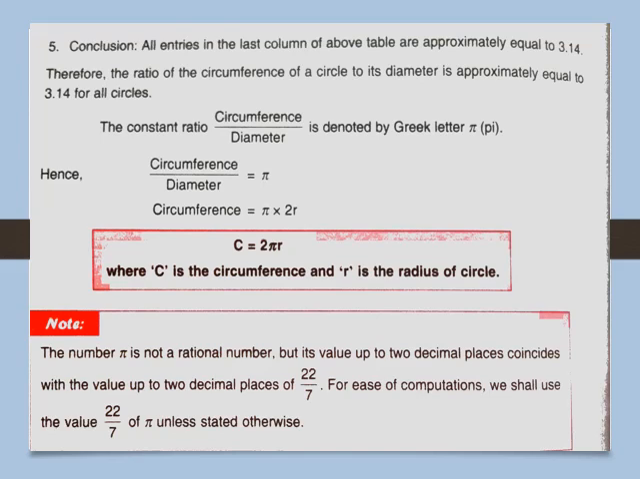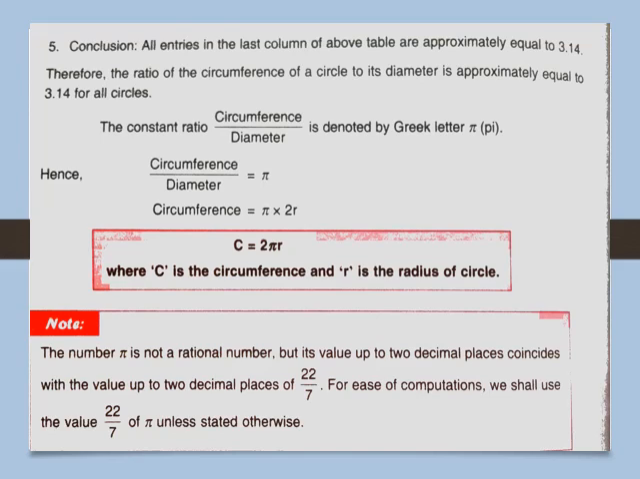and therefore the ratio of the circumference of a circle to its diameter is approximately equal to 3.14 for all circles. Now the constant ratio is denoted by a symbol called pi. So circumference upon diameter equals pi, and therefore circumference equals pi into 2r. Why? Because diameter is double of radius, so it is 2r, and therefore C is equal to 2 pi r, where C is the circumference and r is the radius of the circle.